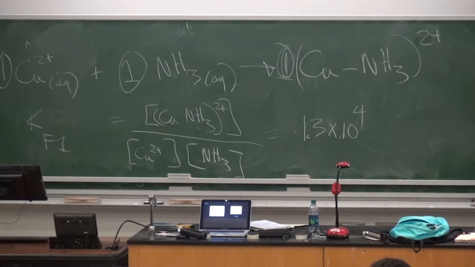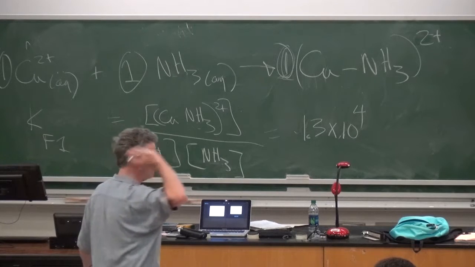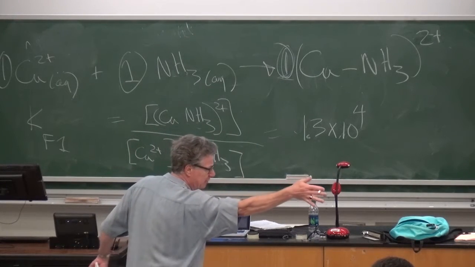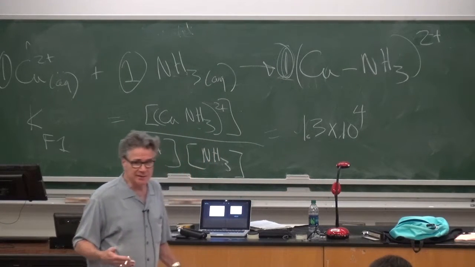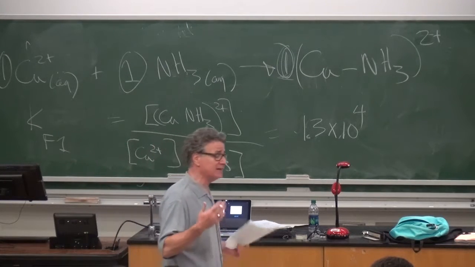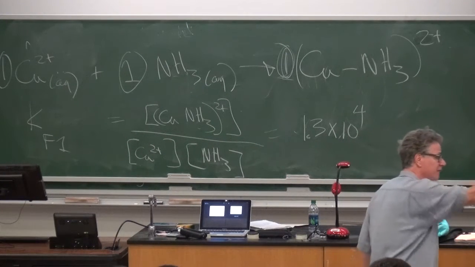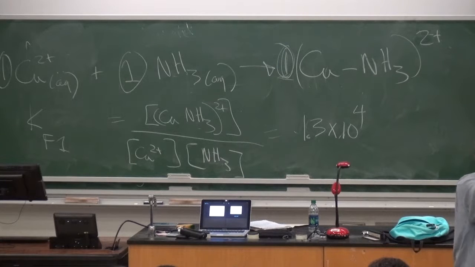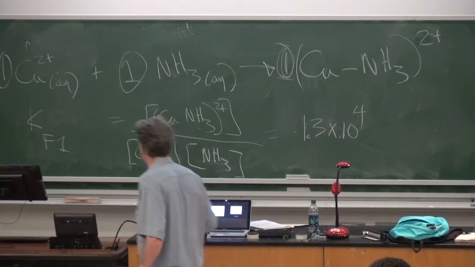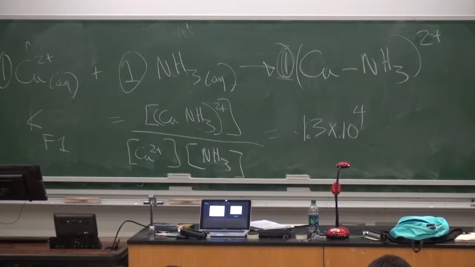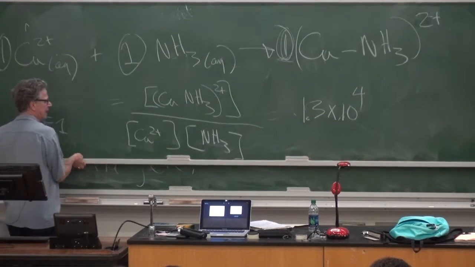Now, what do we learn? We learned that this is a product-favored reaction. The position of equilibrium lies very far to the right. How do we know that? Because the equilibrium constant is greater than 1. In fact, it's quite large. It's a product-favored reaction.